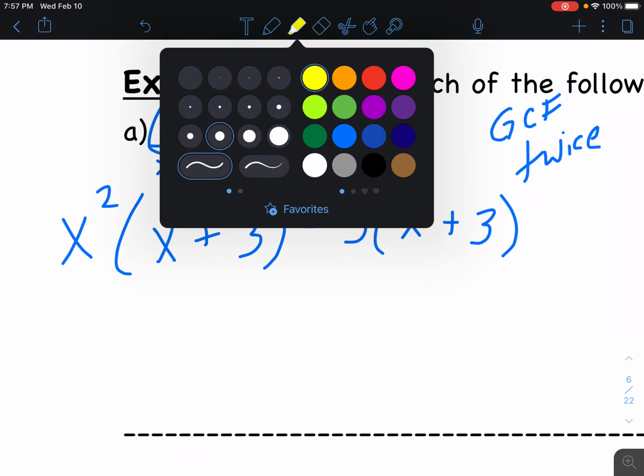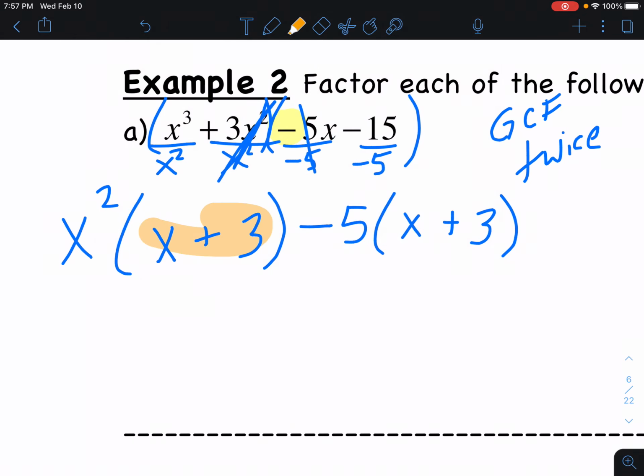I want you guys to notice something here. Look at those parentheses and see how they match. That means I did this correctly. In factor by grouping, after you GCF twice, what's in your parentheses should be identical. And that means we can move on to the next step, which is the easiest thing ever.